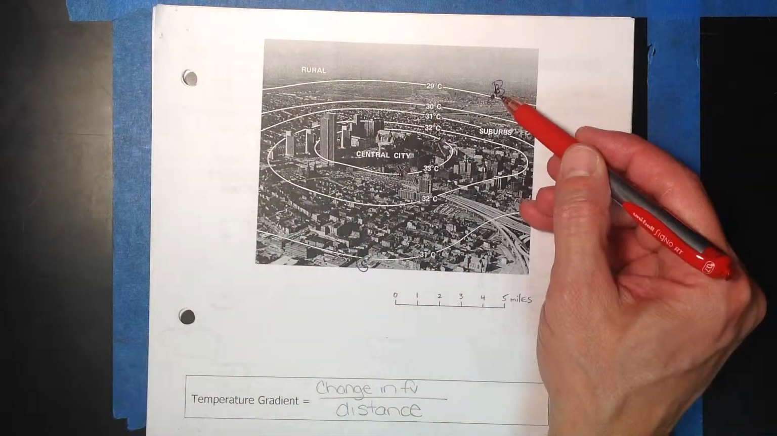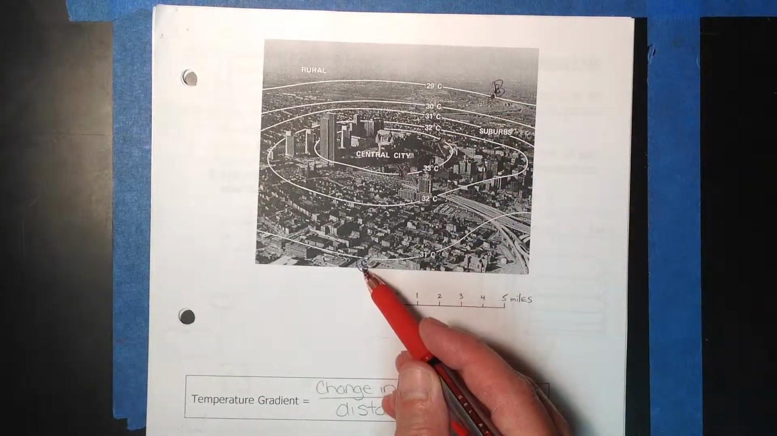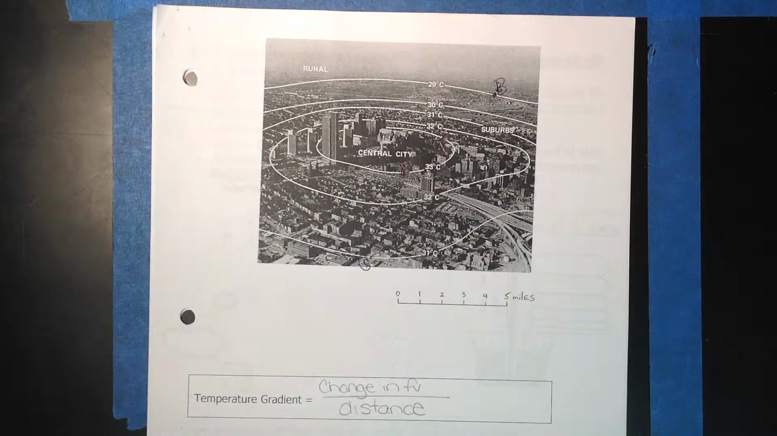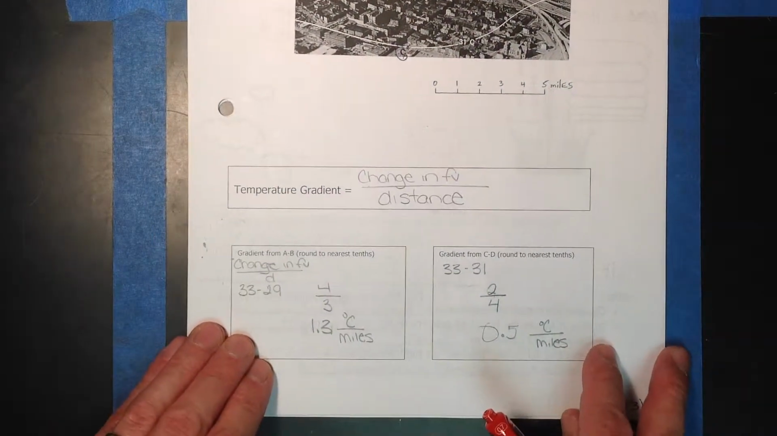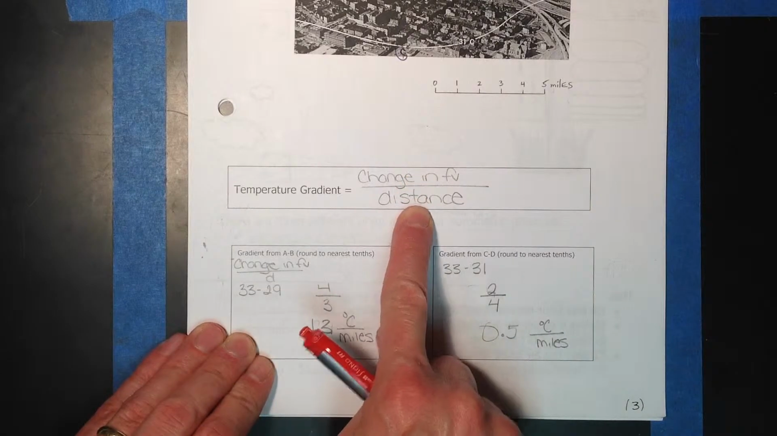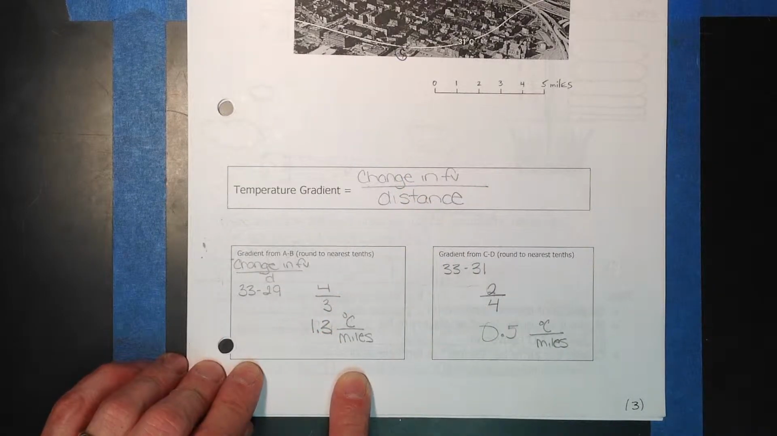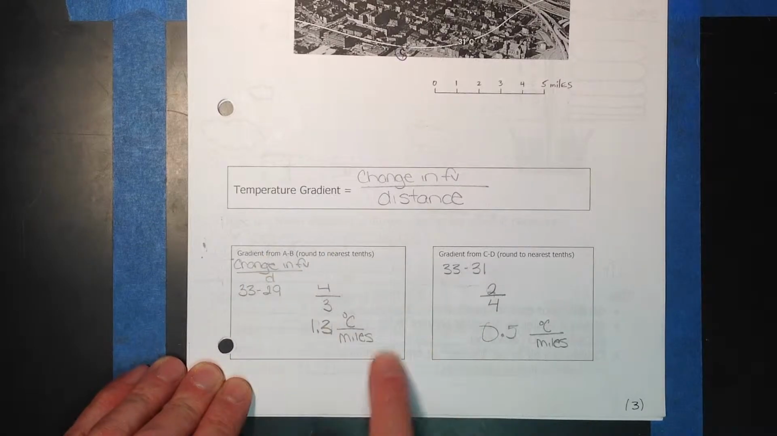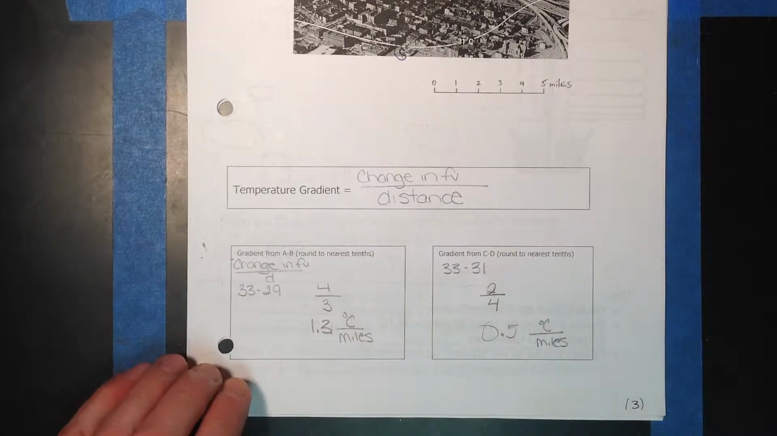Please notice, B is here, A is there, C is there, D is there. It is a little hard to see. But temperature gradient is the change in field value divided by distance. This is the calculation. We did this in class. Make sure you know how to do that.